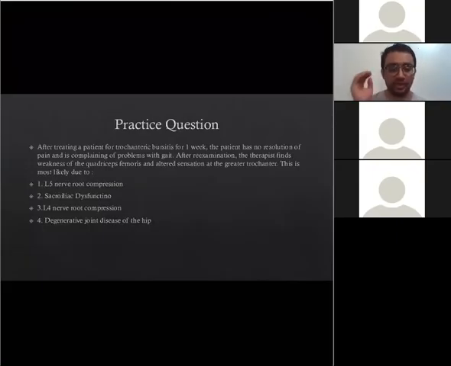And distinguishing between number 1 and 3 is just by knowing the dermatomes. Where does L4 go? Where does L5 go? L4 comes around this area. L4 goes a little on the lateral side and runs down the leg a little bit downwards. It's just a memory game. If you know L4, you know it. So the answer is L4.